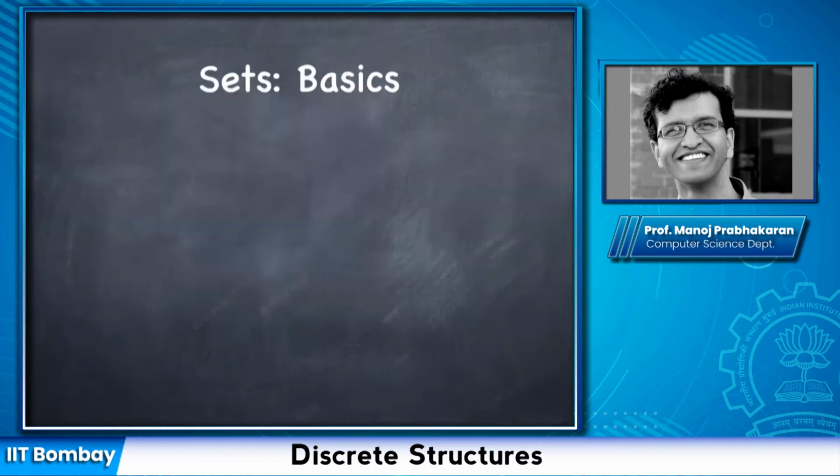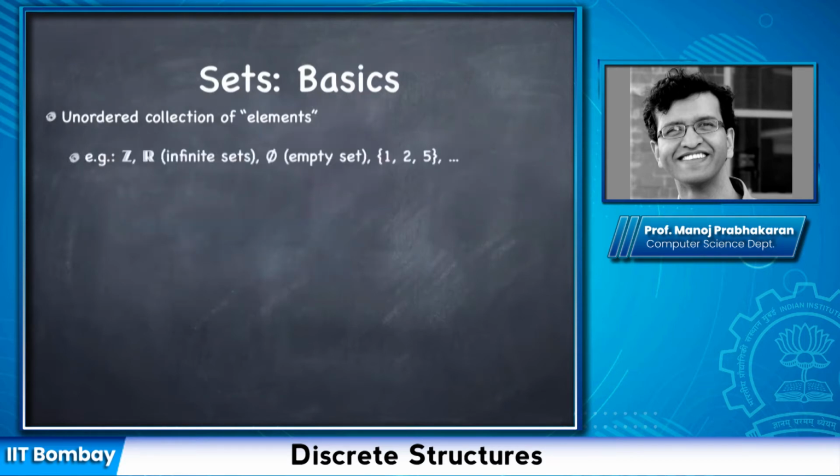So some basics which you should be familiar with from your high school. A set is just an unordered collection, so no ordering, just a collection of elements. The examples you'll be familiar with are the set of integers Z and the set of real numbers R. These are both infinite sets. Or you could have a set with just 3 elements, 1, 2, and 5. Or you could have an empty set which has no elements. The empty set is denoted by this symbol, which looks like an O with a bar through it.